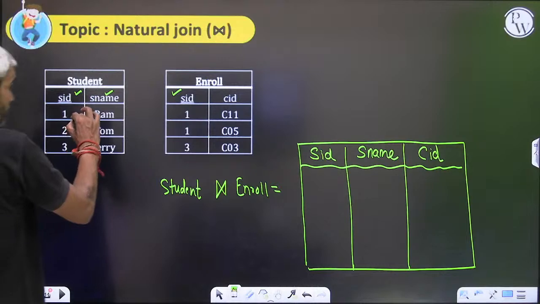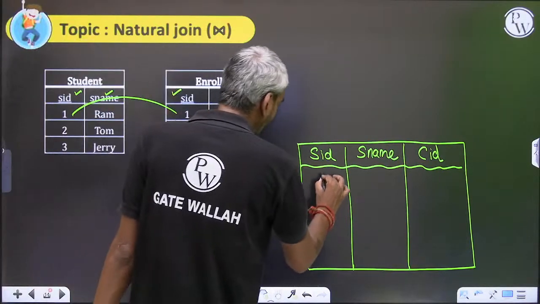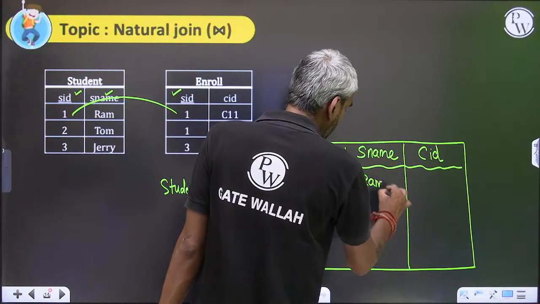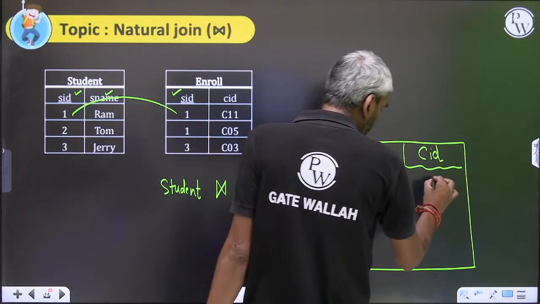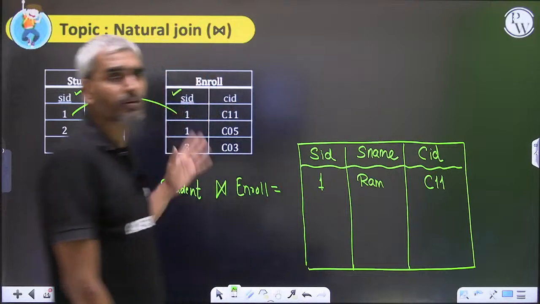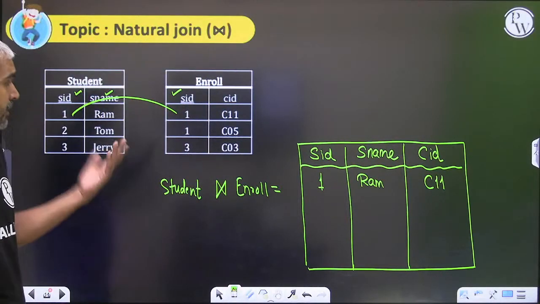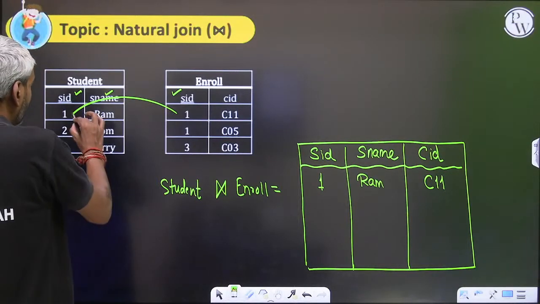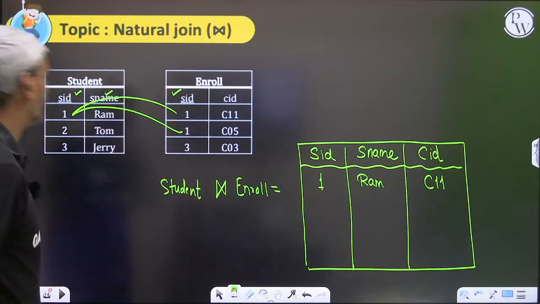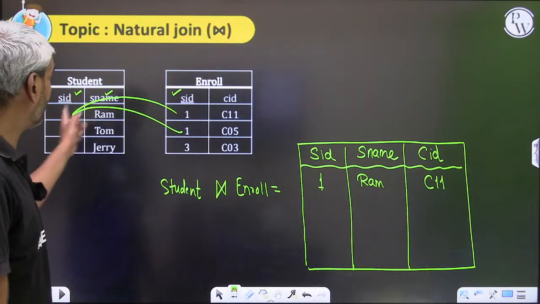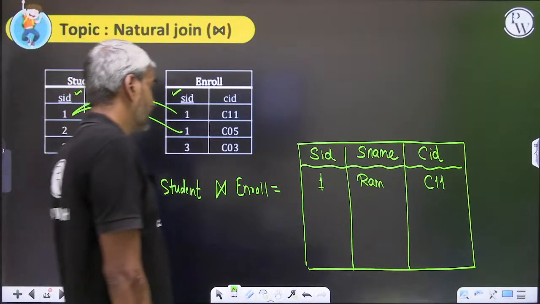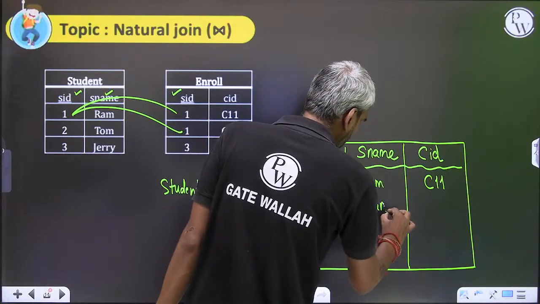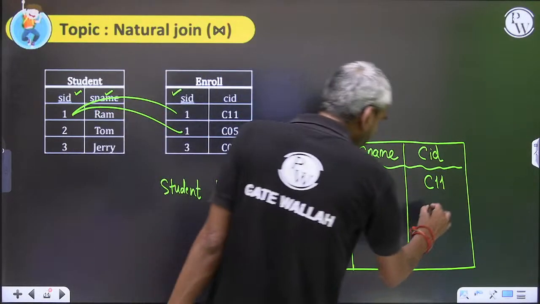So, this one will be combined with this one. SID is 1. With respect to that, the value of S name is Ram. The value of CID is C11. So, you can first perform the cross product, then you can select the tuples, but you can simply look for the common values of attributes if you want. Similarly, this one will be combined with this one also because again SIDs are equal. So, common attribute is SID and equality is there. So, one Ram will be combined with course C05 as well.